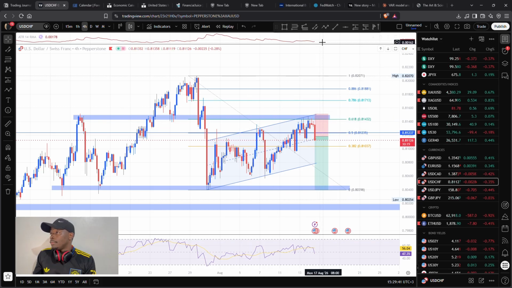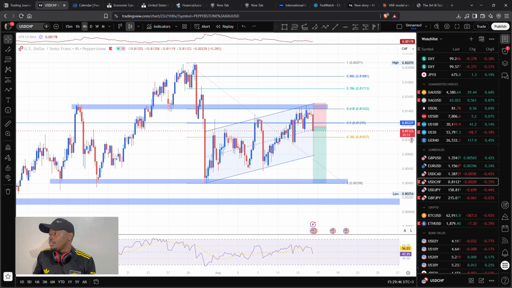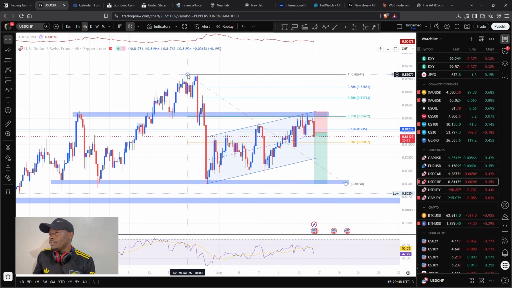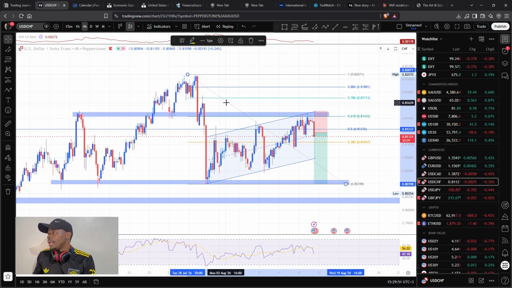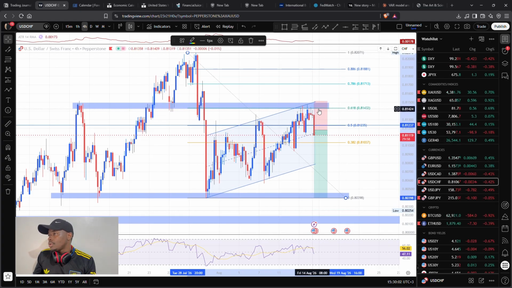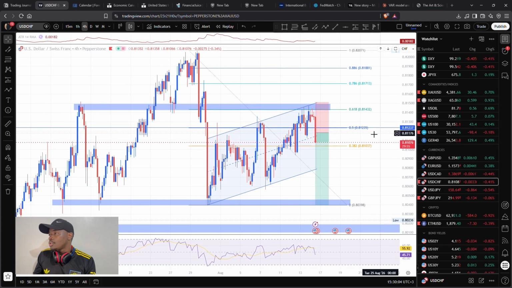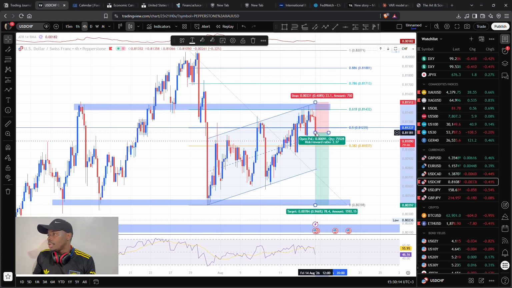The same area lands on the 61.8% fib retracement level from these highs at around 0.820, down to when they dropped to 0.804. So it retraced all the way back to the 61.8 level. It has not closed above that level. It seems to have bounced off nicely from this level, and it did complete my flag pattern, which is what I was expecting.